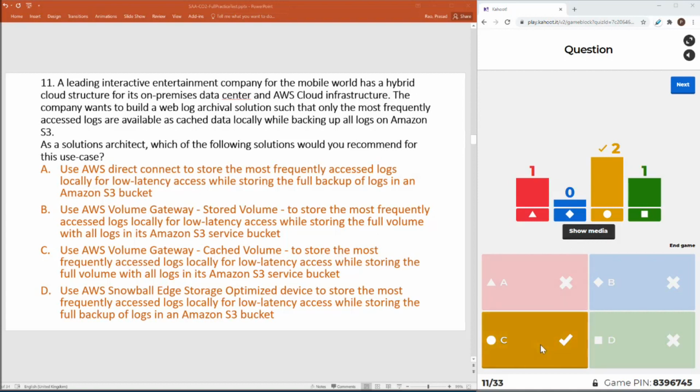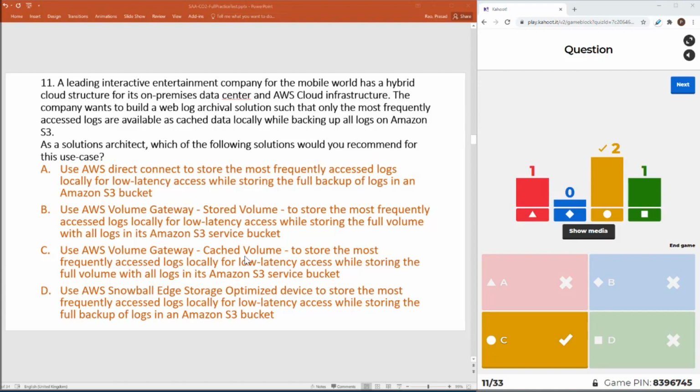Yeah, two of you got it right. It is the AWS volume gateway cached volume. Again, it's important to understand what exactly the question is saying and which is the best option. We need to understand that this is talking about a hybrid cloud infrastructure. When it says hybrid, it means that the resources are present both on-prem and in AWS.